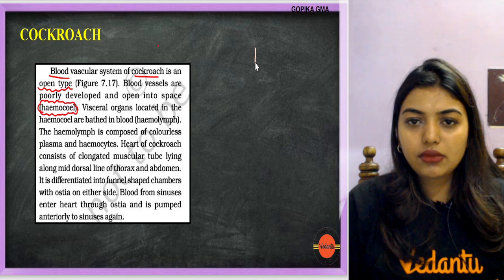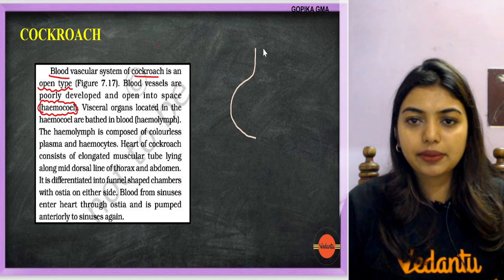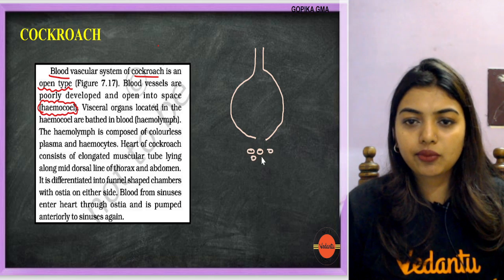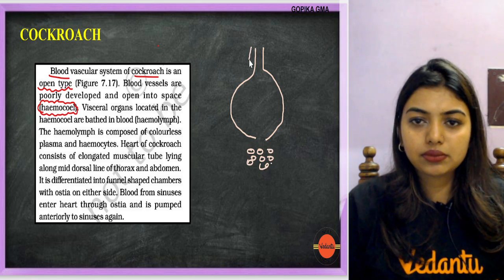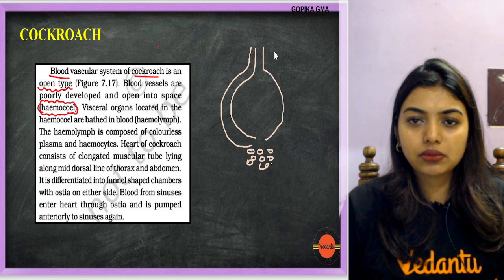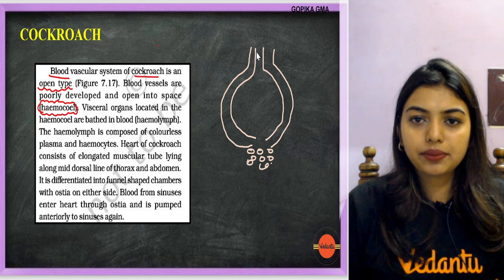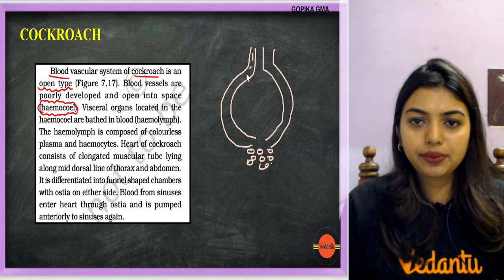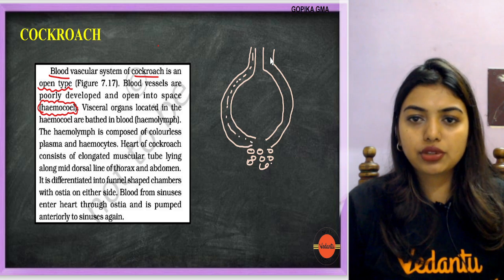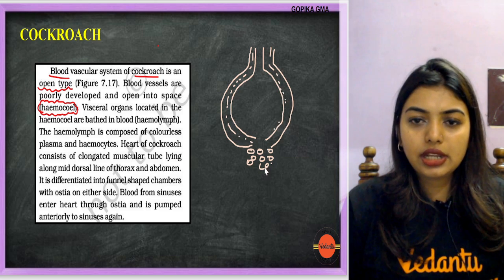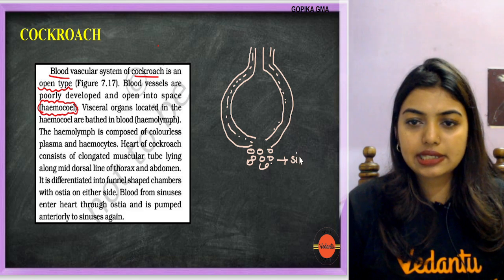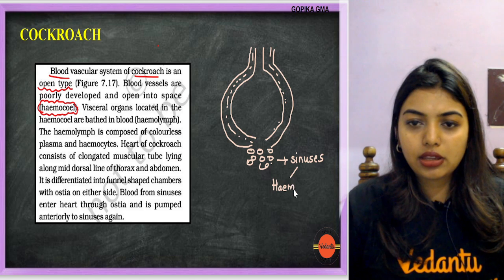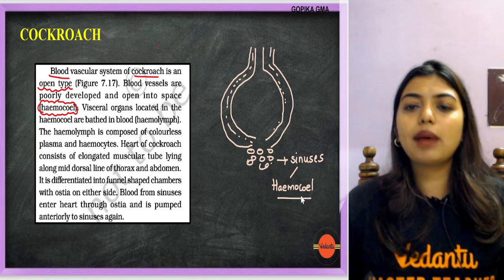Look here, blood is coming. Spaces are there. Like this, blood is circulating. Here, spaces are there. So imagine blood is flowing. It will go into the spaces. Same thing here, blood is going. These spaces are called sinuses. These sinuses in cockroach are called hemocoel. Hemocoel.